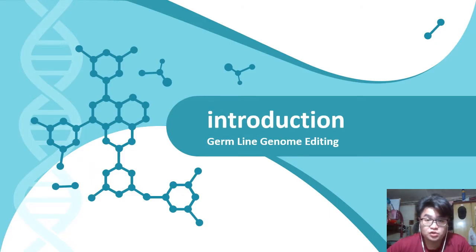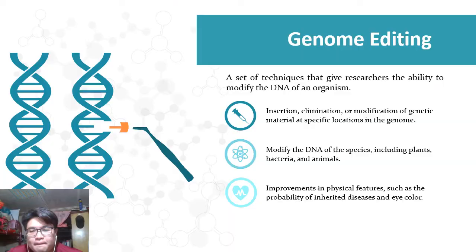Let's get started with the introduction to the germline genome editing. Let's start with the genome editing. Genome editing is a set of techniques that give researchers the ability to modify the DNA of an organism. It includes the insertion, elimination, or modification of genetic materials at specific locations in the genome. And this modification of DNA of the species includes the plants, bacteria, and animals. It allows the improvements in physical features such as the probability of inherited diseases and eye colors.